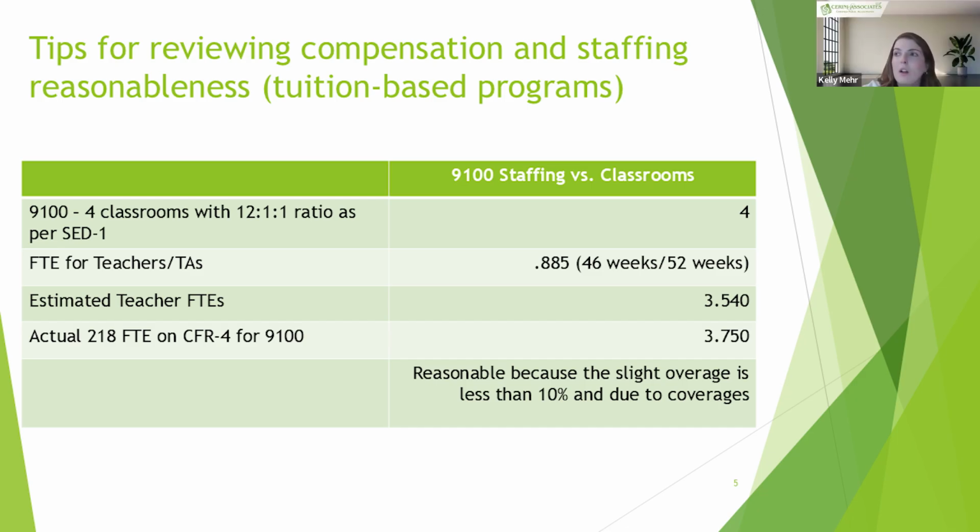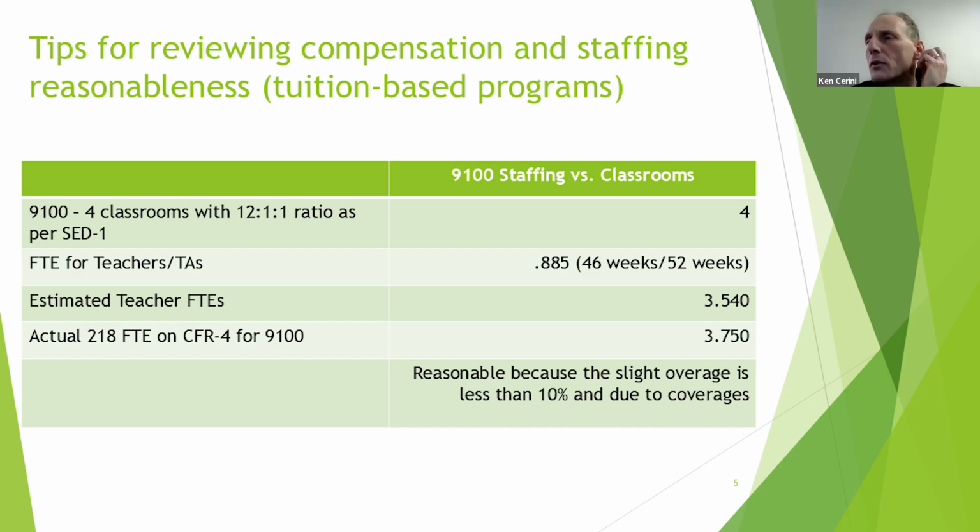So in this example, we reported 3.750 FTEs for the position code 218, your teacher, on the CFR4. That's fairly reasonable because you might have a little bit extra to cover coverages and absences taking place in those classrooms. A good rule of thumb, and it's not perfect, but typically if you're within a 10% variance, that's normally okay. But this is always a good check to do with your FTEs, just to make sure that you're reporting the correct teachers and TAs within the program based on the classrooms that you have open.